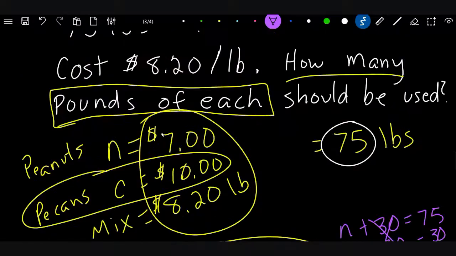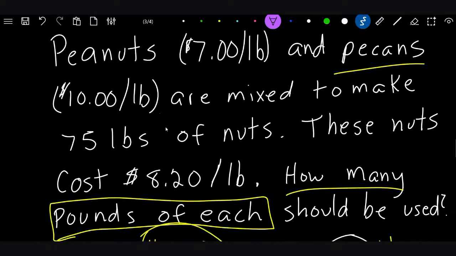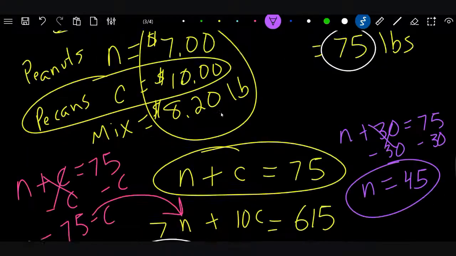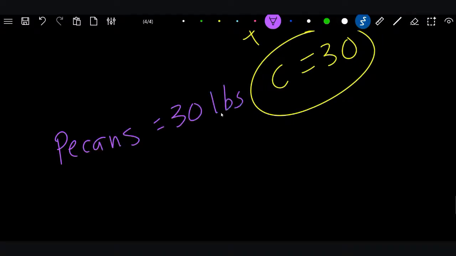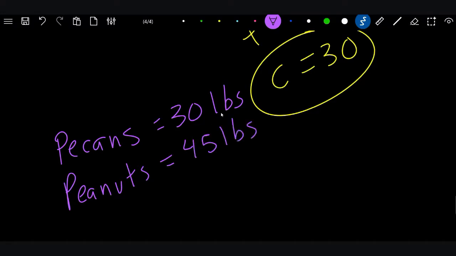And so let's see, what questions do they want us to answer? How many pounds of each should be used? Well, there we go. We got 30 pecans equals 30 pounds. Peanuts equals 45 pounds. Okay? And there's your solution for that problem.